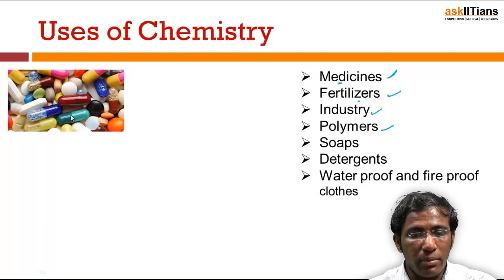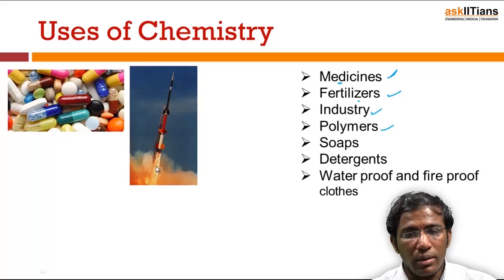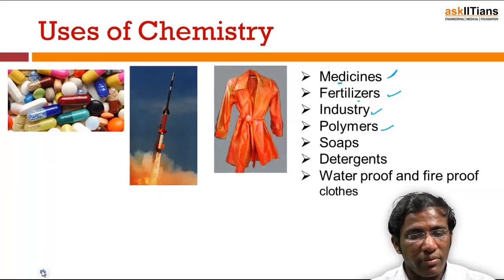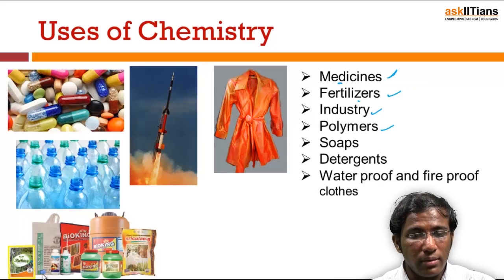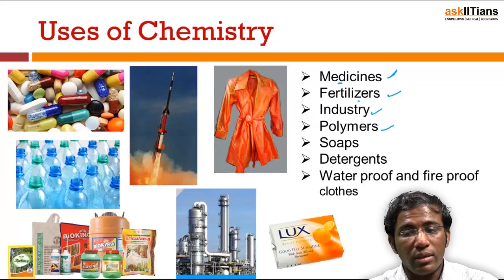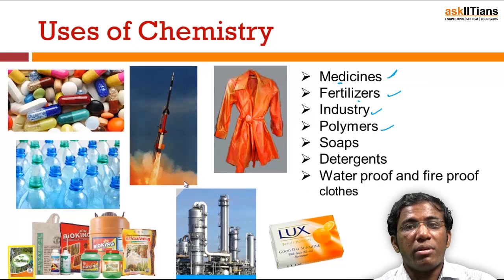You can see in this picture the tablets are made up of chemicals, and even the rocket uses fuel that is chemical. The waterproof and fireproof clothes are made up of chemicals. Even the water bottles, the plastics and polymers, are made up of chemicals only. And these are pesticides, like the fertilizers, also made up of chemicals. In industry we use chemicals, and even the soaps and detergents that serve our daily purpose are all made up of chemicals.